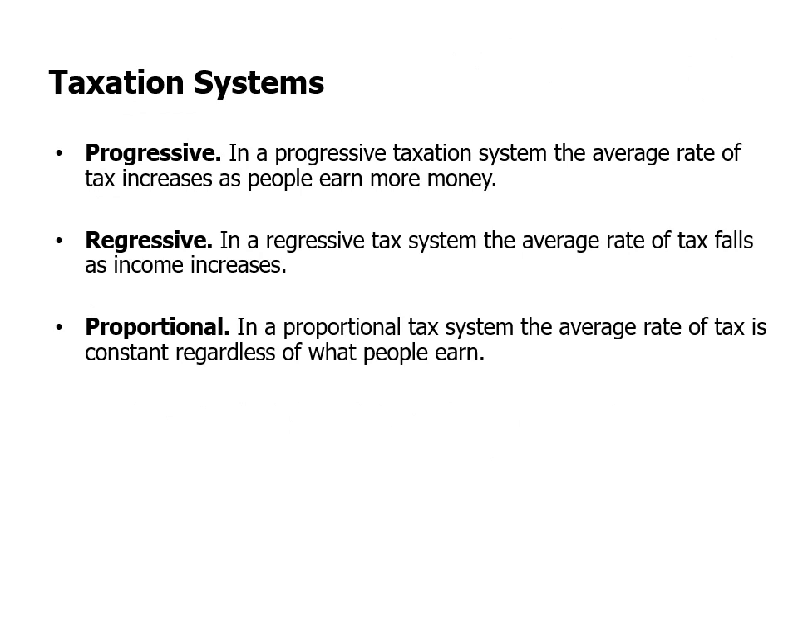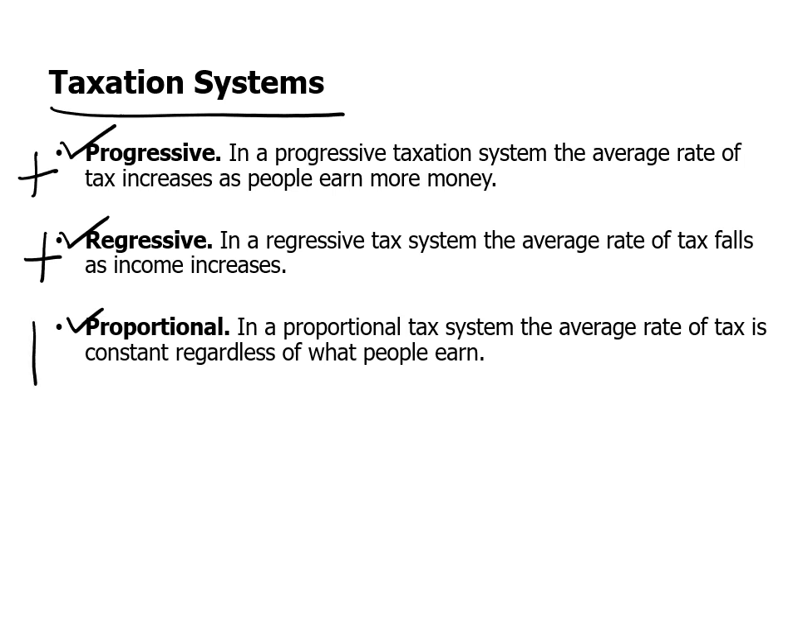So what are the different types of taxation systems? Well, we have three types of taxation systems: a progressive type, a regressive type, and a proportional type. Let's start with a progressive type. In a progressive taxation system, the average rate of tax increases as people earn more money. So you earn more and you pay more. In the regressive taxation system, the average rate of tax falls as income increases. So you earn more and you pay less.